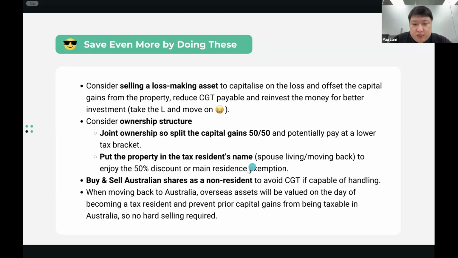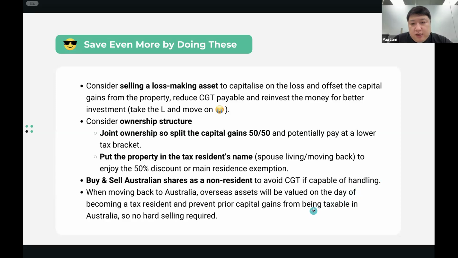Okay. And one thing here is if you are capable of handling the share market, the equity market, it could also be wise for you to look into buying and selling Australian shares as a non-resident because there's no capital gains tax. You don't literally pay any dollar on capital gains to the tax office as a non-resident. Again, this probably will require some skills in the equity market and depends on the market itself, I guess.